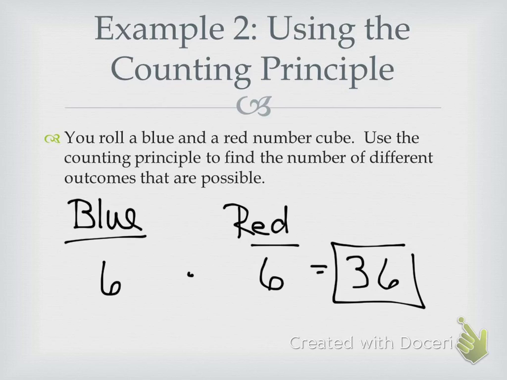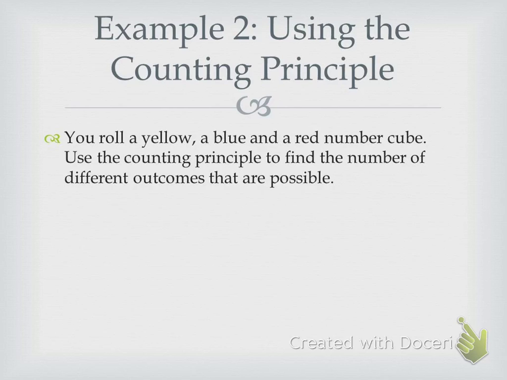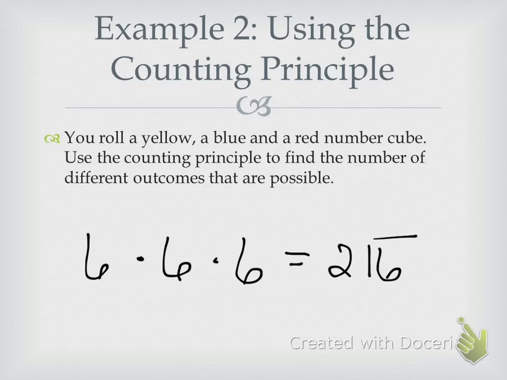All right, now I want you to do the same thing for this one. You roll yellow, blue, and red. Use the counting principle to find the number of different outcomes. I want you to show me what you multiply by. Don't just tell me the answer. Show me what you're multiplying. Okay, the yellow one was how many possibilities? 6. The blue one was? 6. And the red one was? 6. Oh, I don't like those numbers. 216. Who got 216? All right.